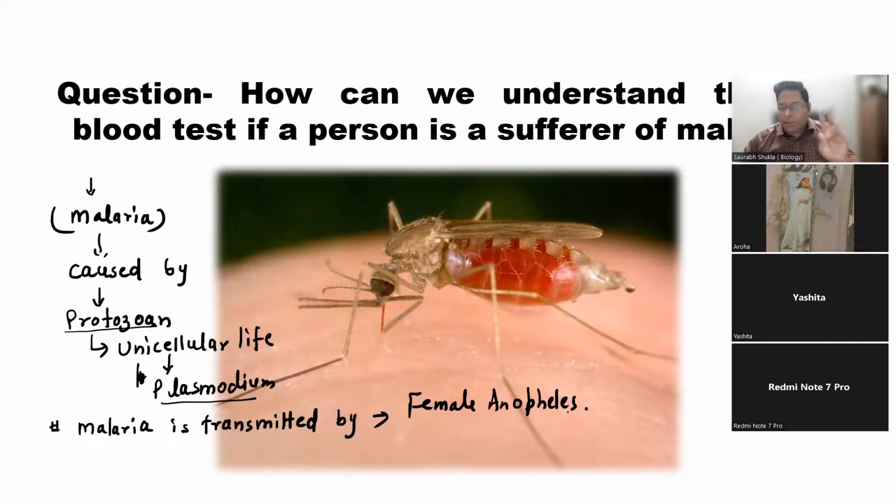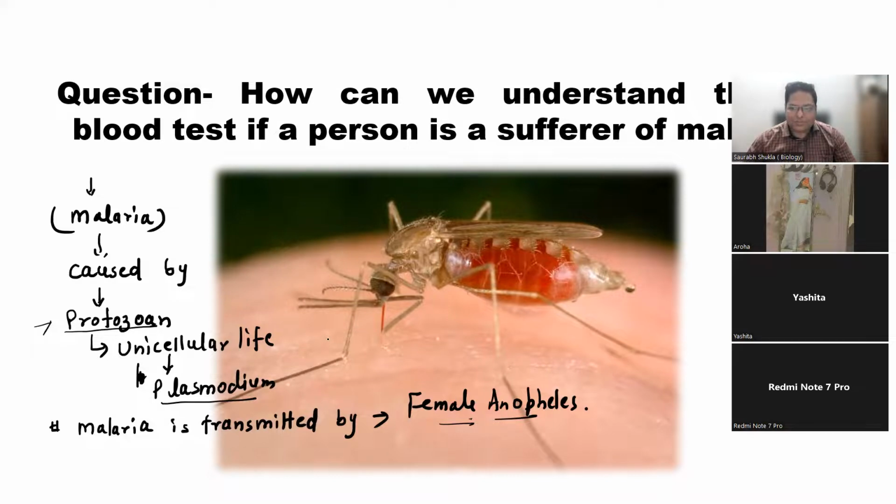So there are two different questions. Please be careful. Malaria is caused by a protozoan, unicellular life. The answer for this unicellular life is Plasmodium. But malaria is transmitted by the female Anopheles mosquito. Right?